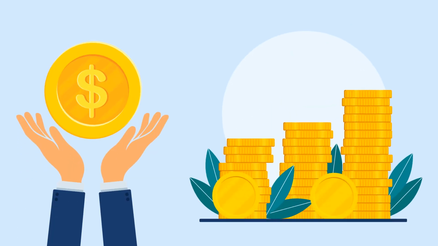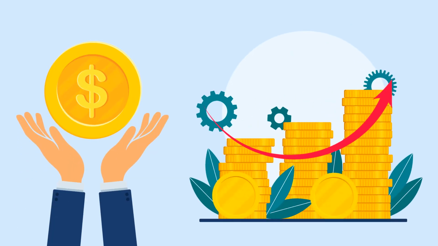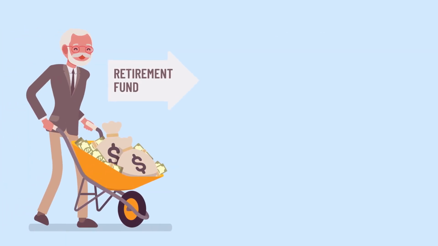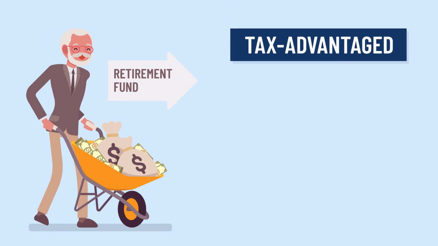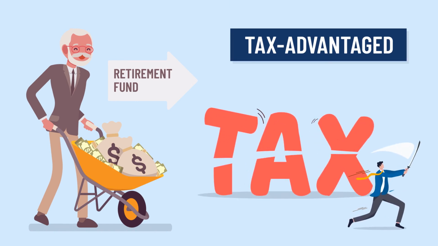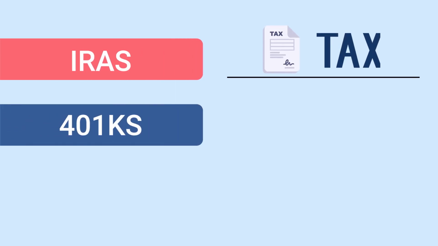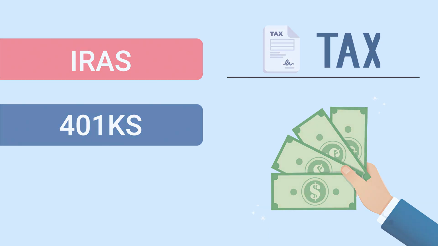Contributing to accounts that earn compound interest allows your money to continue growing the longer you leave it untouched. Many retirement funds and other savings options are considered tax advantaged. This means that your dollars may be exempted from tax, or in the case of IRAs and 401ks, tax deferred, so you'll pay taxes later on when you make a withdrawal.